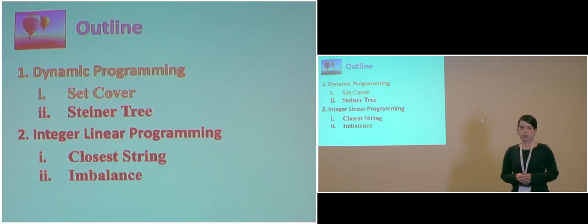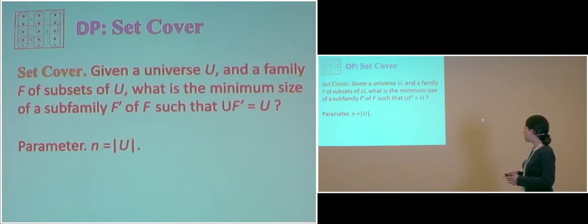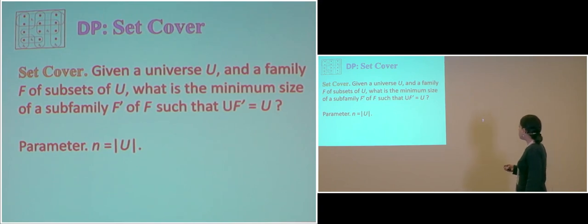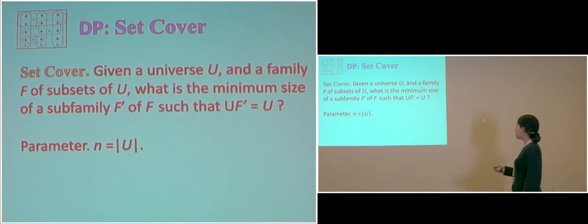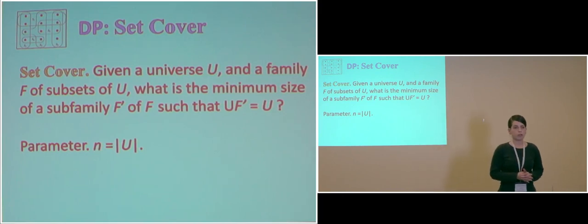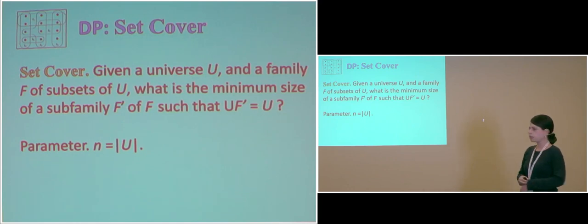So we are first going to talk about set cover. In set cover, we have a universe U, and we have a family F of subsets of U. What we want to find is the minimum size of a subfamily F prime of F, such that it covers all of the elements in U. So for every element in U, we have a set in our family F prime that contains that element. Okay, so this is our goal. This is set cover. And the parameter that we are going to use is the number of elements in U, the number of elements in the universe. So this is our first example.